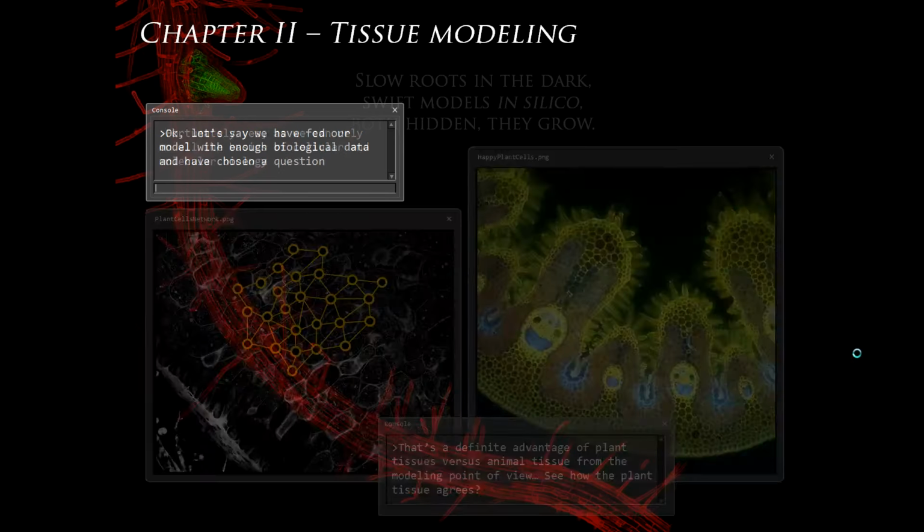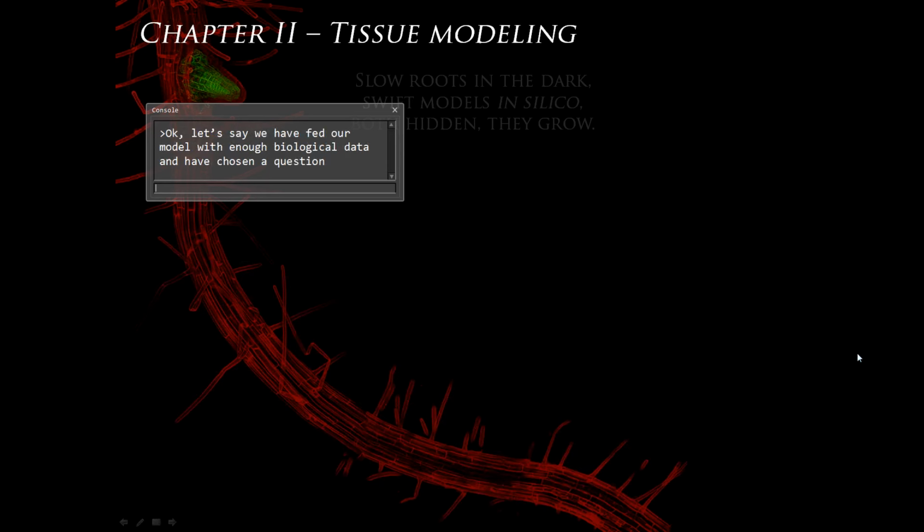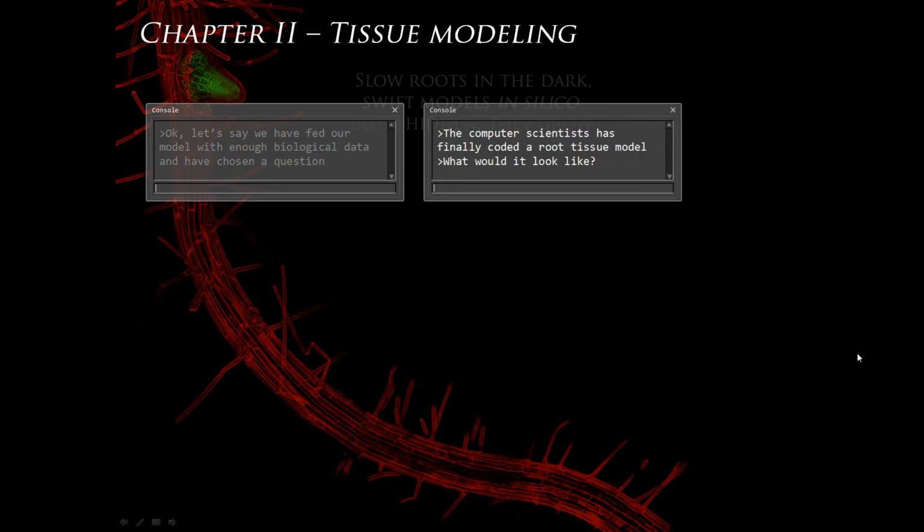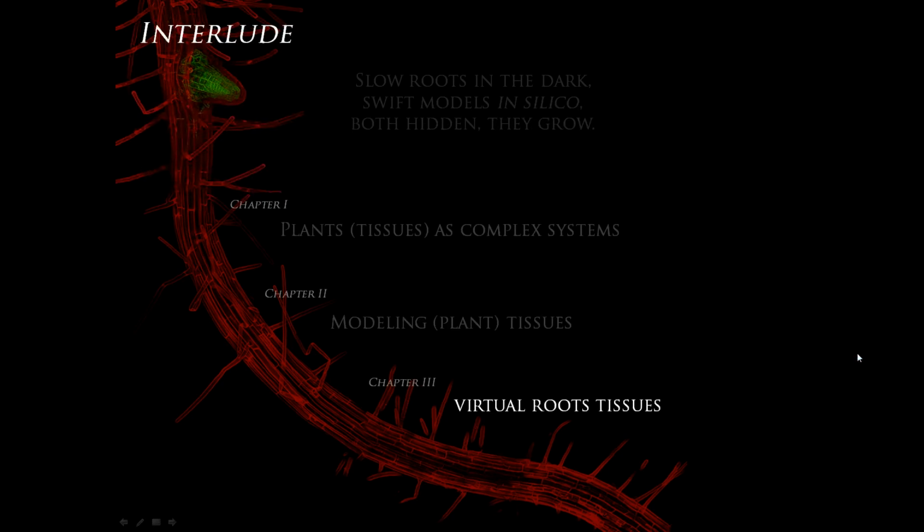Okay. Let's now say we have fed our model with enough biological data and have chosen a question of interest. The computer scientist has finally called it a root tissue model. But what does it look like? And this brings us to our third chapter, the virtual root tissues.